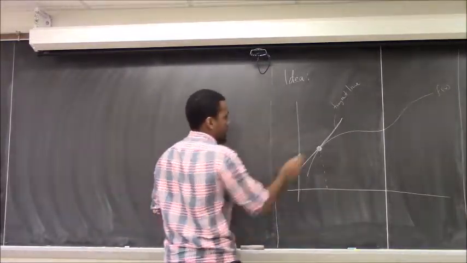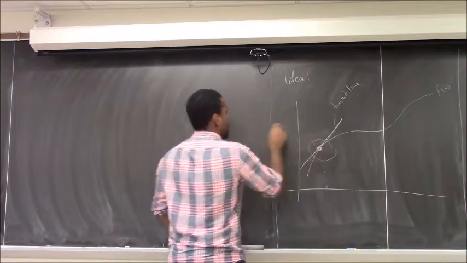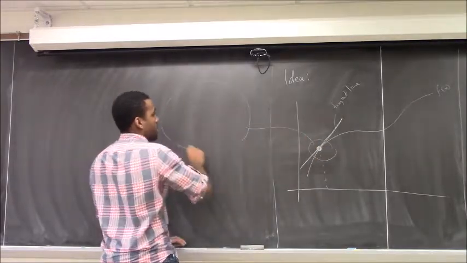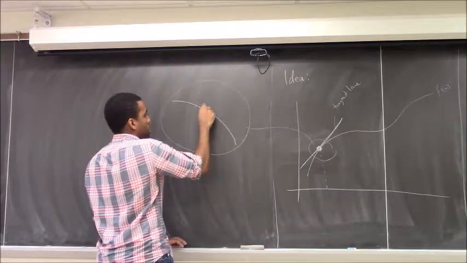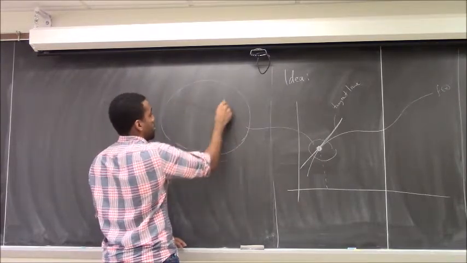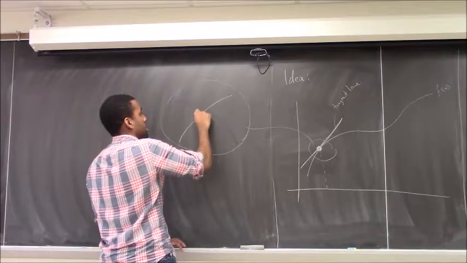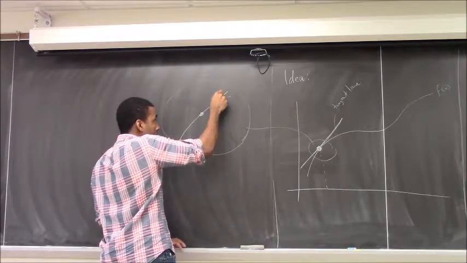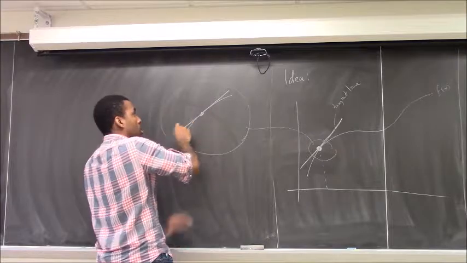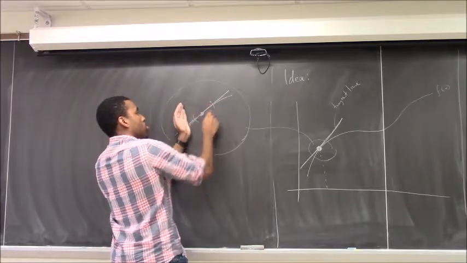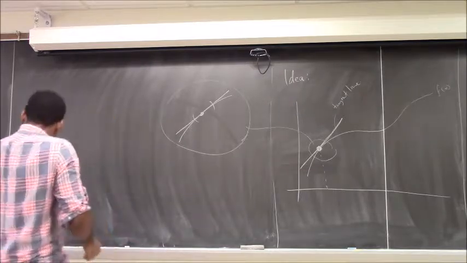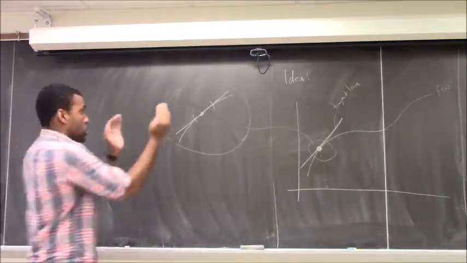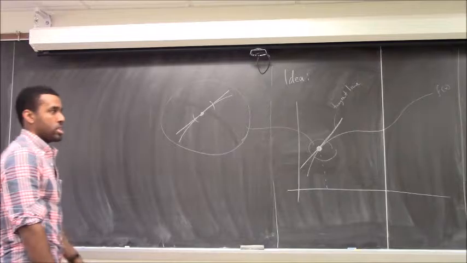So this is a tangent line, and the idea is that if you zoomed in, the function and the line are super close to each other. You can zoom in and it's kind of like it's the same thing. And the closer you zoom in, the closer together these things seem.